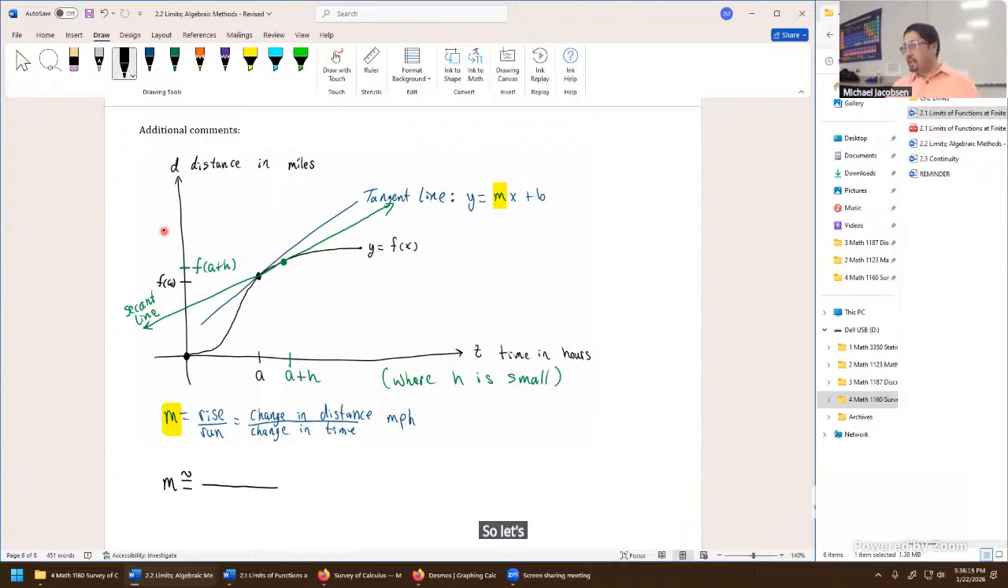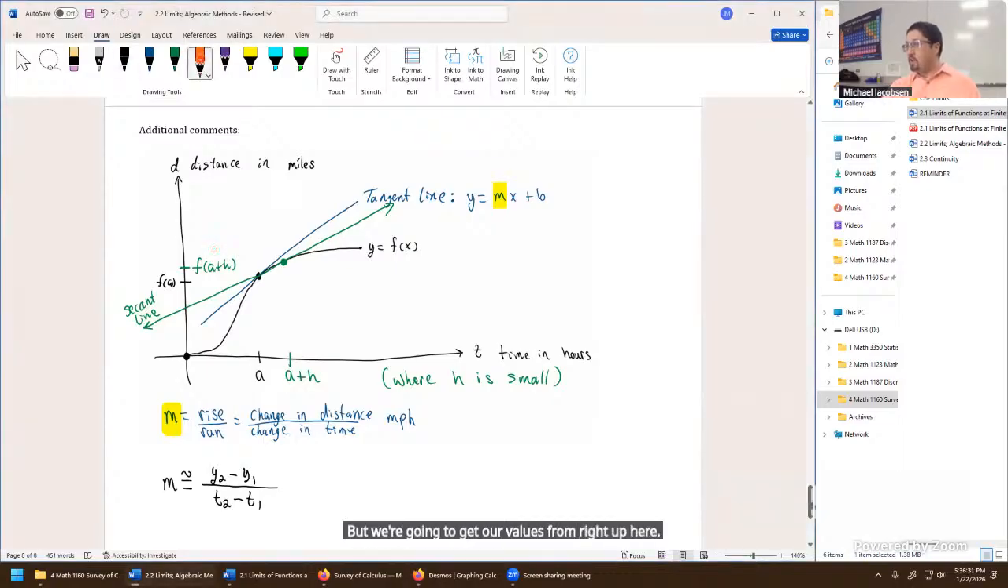So let's write it out this way. We're going to say y2 minus y1 divided by, instead of x, I'll call this t2 minus t1. This is just the typical way we write down the slope. But we're going to get our values from right up here. This one, f at a, is going to be y1. f at a plus h is going to be y2. Likewise, this is going to be time 1, the a value. This will be time 2, the entire a plus h value.